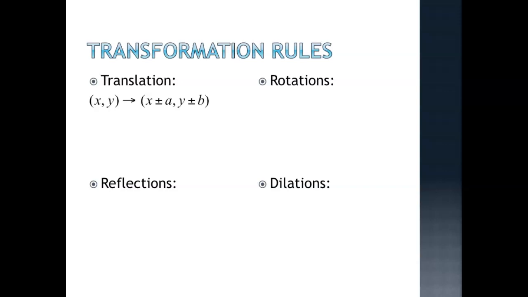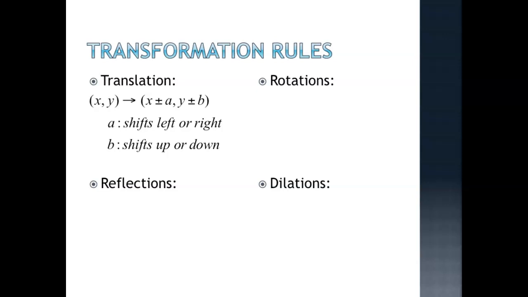Now, a is going to shift it left or right, so plus a shifts it to the right, minus a shifts it to the left, and then b, the part that you add onto y, will shift it up or down. So plus b will shift it up, and minus b will shift it down.